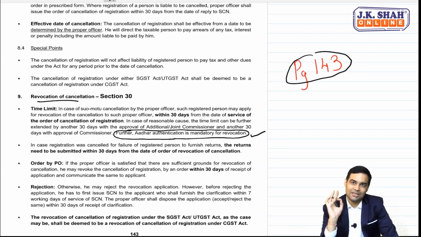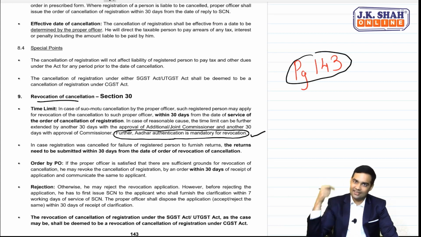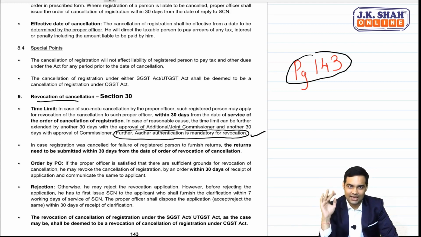So this has been added. In fact, this is there at two places. Aadhaar authentication have been made mandatory for two class of persons. Who, sir? Revocation of cancellation filers. Second, refund application filers. So these two categories have to authenticate Aadhaar, otherwise they will not be able to file their application of refund and revocation application. These two categories, mandatory Aadhaar authentication. Refund amendment I will teach you in some time. Clear? Great.